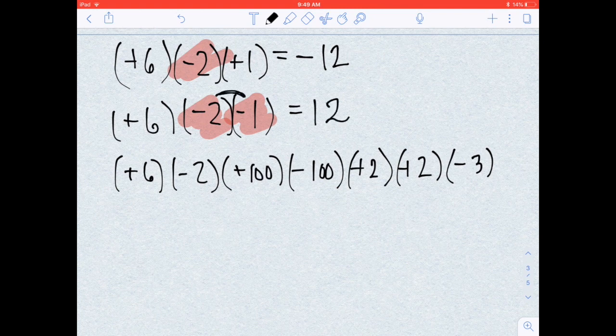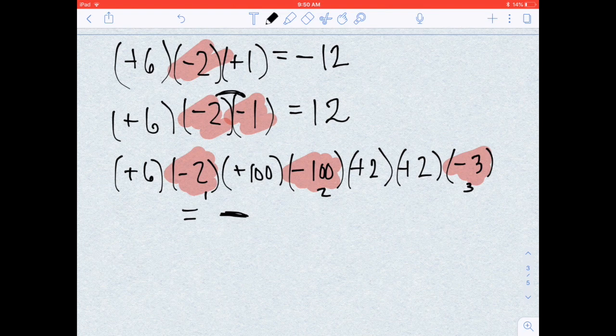I'm multiplying here. I'm not going to do the actual math on this, but we're going to see if it's positive or negative. Okay, so I have +6 times -2 times 100 times -100 times +2 times +2 times -3. So I have three negative numbers that I am multiplying together. I don't know what my answer is with numbers, but I know my answer will be negative because I have three negative numbers I'm multiplying together.